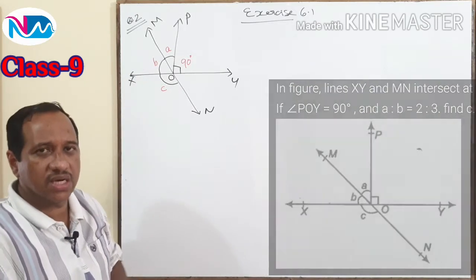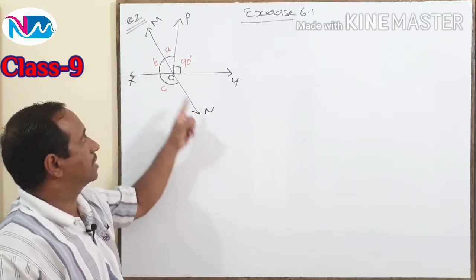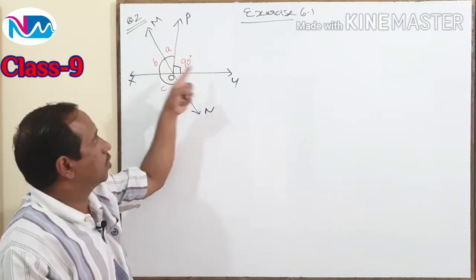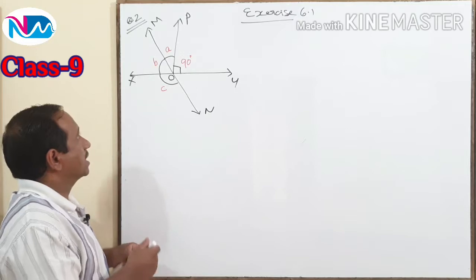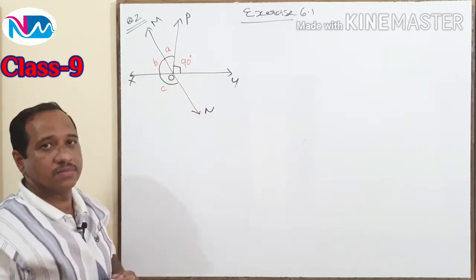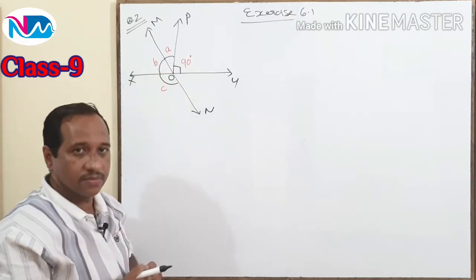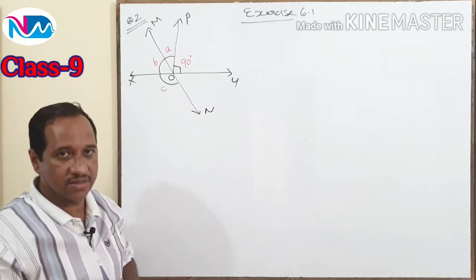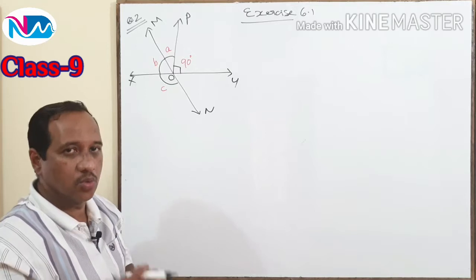According to the question, we are given two intersecting lines XY and MN at a point O. Angle POY is given 90 degree. These two angles are marked as a and b, whose ratio is 2 is to 3. We have to find the value of angle c. So let us solve it in a very simple way.